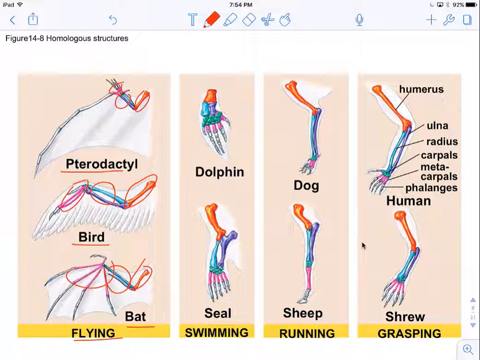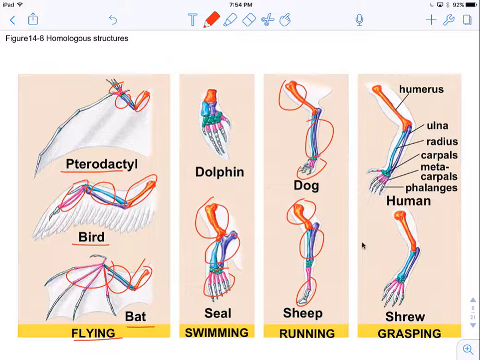For swimming, seals and dolphins have developed flippers from their forelimb, but if you look, they have humerus, radius and ulna, and phalanges. Dogs and sheep use their forelimbs to run on, but again, humerus, radius and ulna, phalanges. And then, of course, in a human, we have our arms: humerus, radius and ulna, phalanges. They're all there.